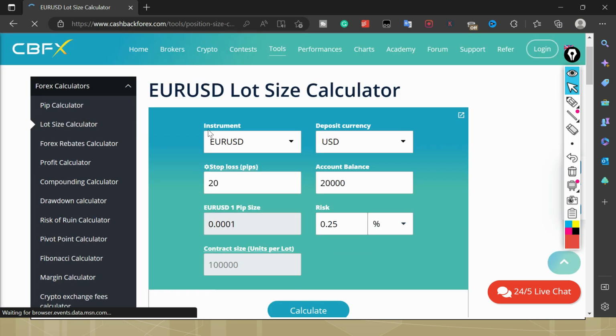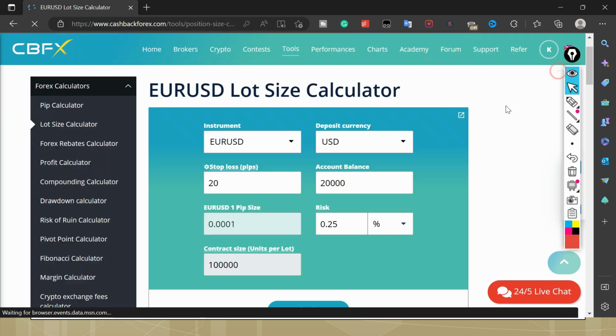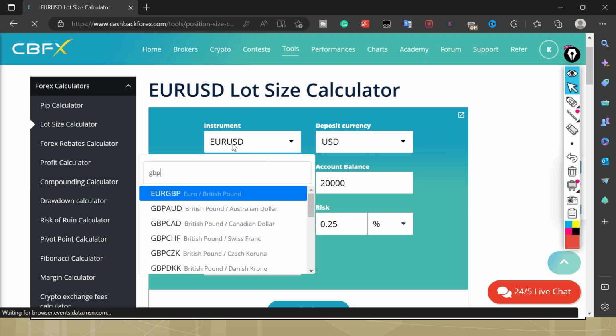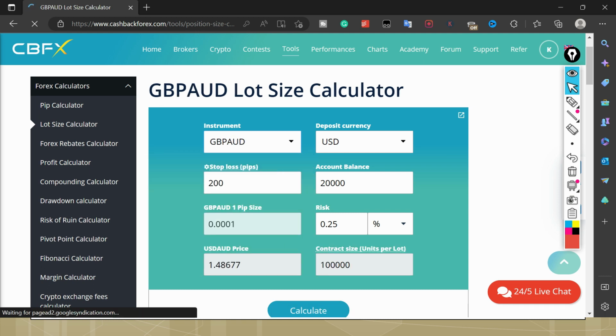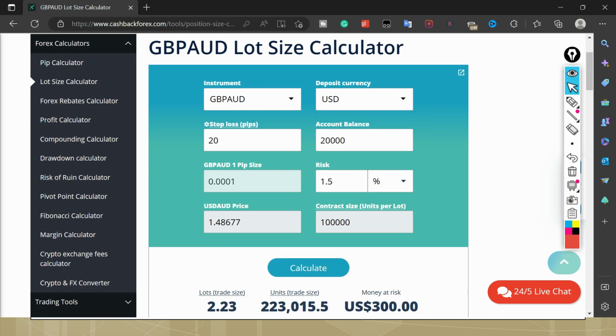So you put the pair, GBPAUD. That was what I was trading. The signal I got was on GBPAUD, and I chose GBPAUD. How many pips stop loss? You can see 20 pips stop loss there, and what's the account balance? Already it's showing 20k. That's the balance I have on my prop account. And then the risk, make sure it's in percentage. I'm risking 1.5% of my account on this trade, so I don't need to touch all these other ones.